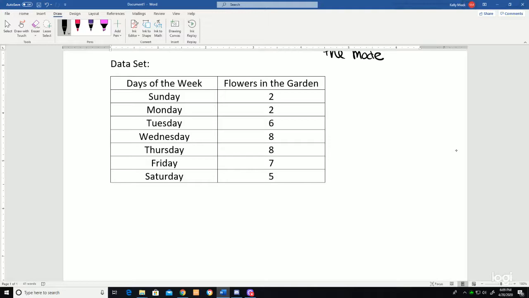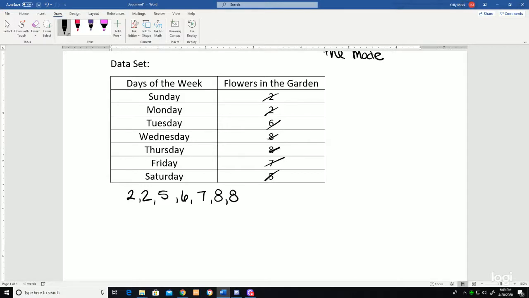Again, my first step is to order least to greatest. So I'm going to take these numbers and I'm going to rewrite them down here. So my least number is a 2. All right, I have another 2, so 2 2s there. The next least number is a 5. The next least number is a 6. Next one is a 7, and then we have an 8, and there's actually 2 8s. So there's all of my numbers that I've listed out there.